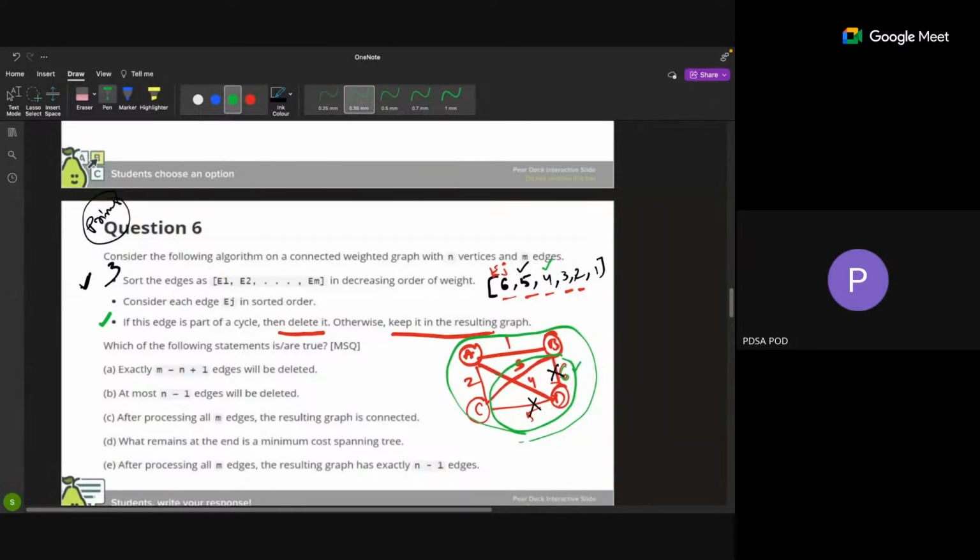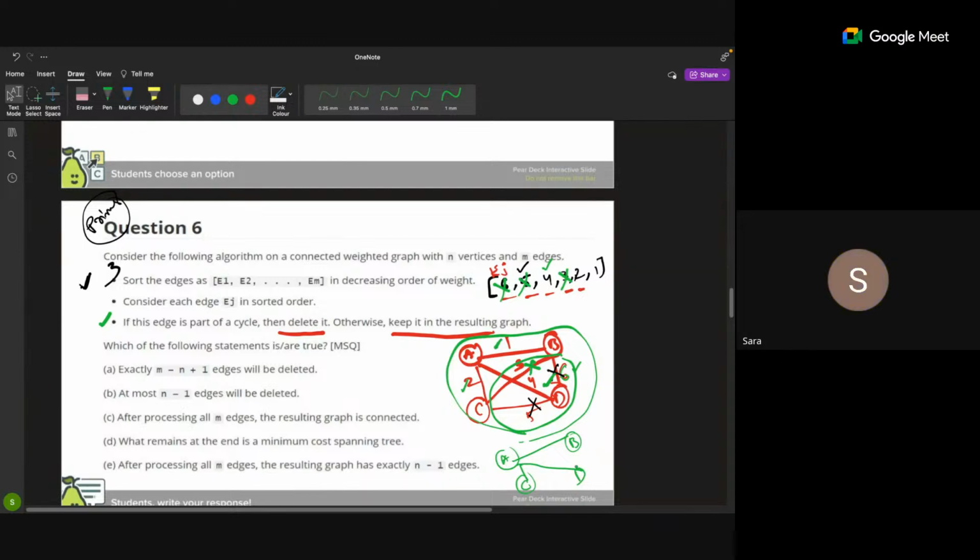Is 3 participating in the cycle? Obviously, sir, yes, because it is participating in the 1, 2, 3 cycle. So we are deleting this one also. This is also deleted. What is remaining? 1, 2, and 4. So it looks like the spanning tree looks like this. Is it right?